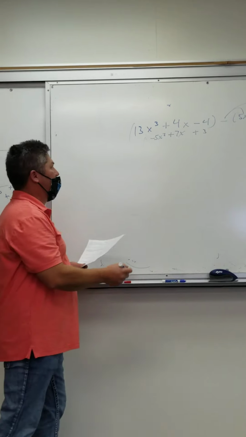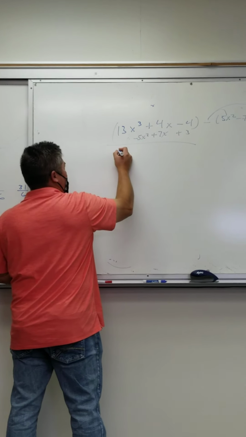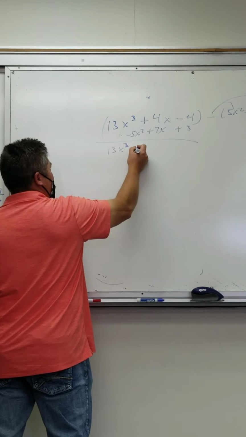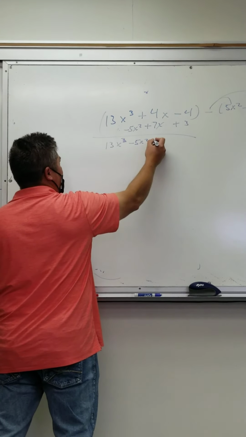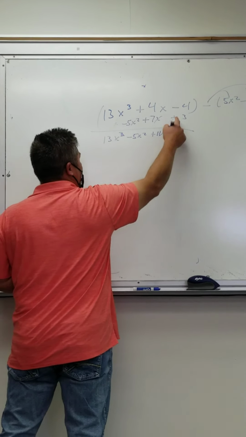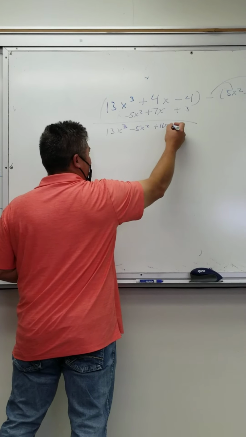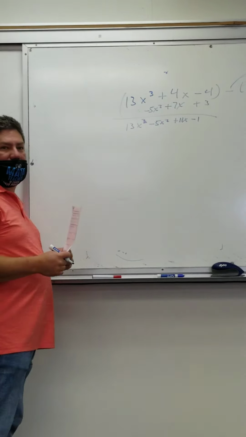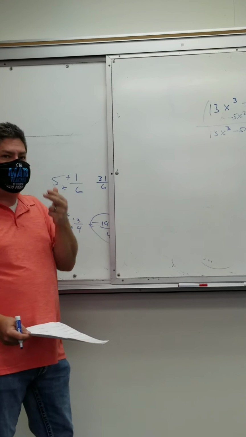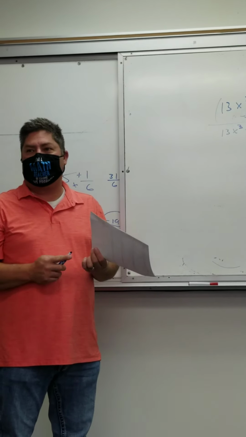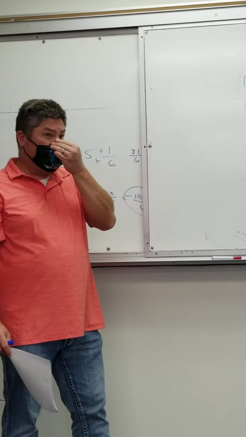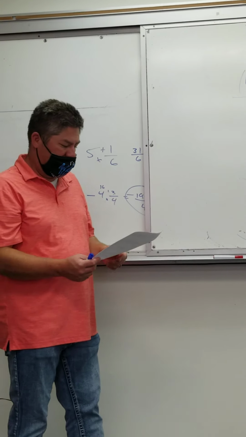Then I just add my like terms. If there's no like term to go with it, just list it. 13x cubed, minus 5x squared, plus 4 plus 7 is 11x. Negative 4 plus 3 is minus 1. Done. Okay? So not super hard, but not super easy either. The reason it's not super easy is because a lot of kids want to multiply when you should be adding or subtracting. So make sure you pay attention if there's a plus or a minus between them.